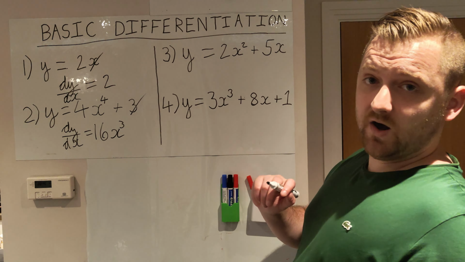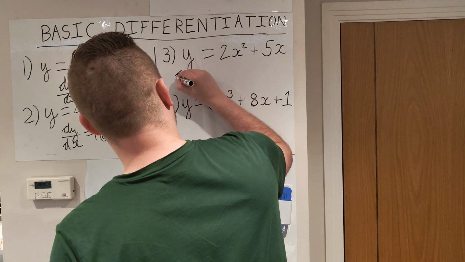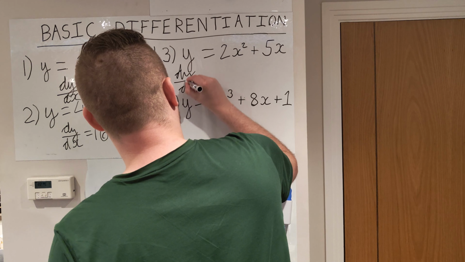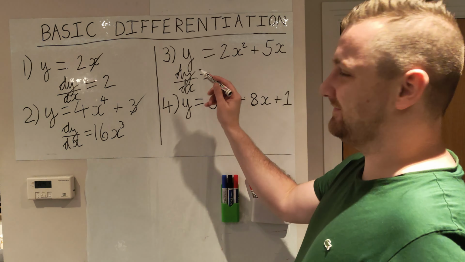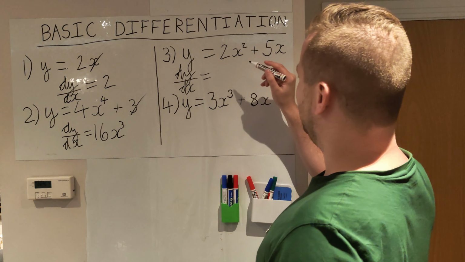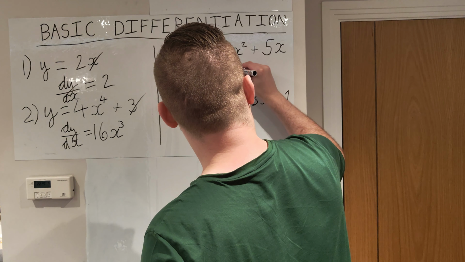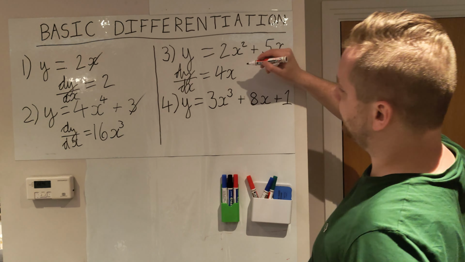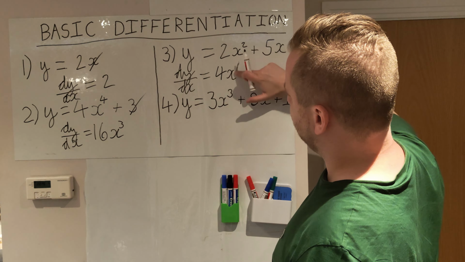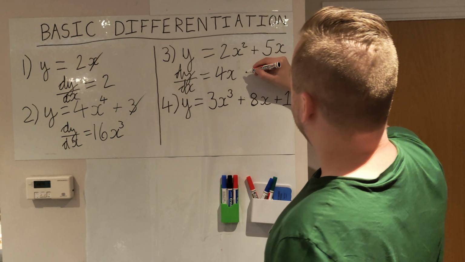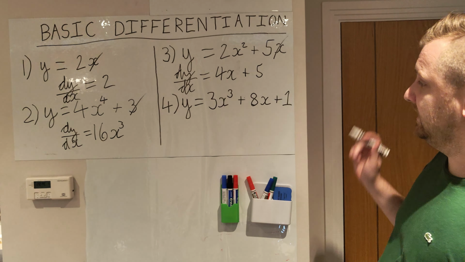Question number 3, we've got y is equal to 2x squared plus 5x. I thought I would just have some fun with that, but that is dy over dx, I promise. Same technique again. So 4x, and we take 1 off the power, so it's to the power of 1, but you can just write it as that. Plus 5, because when it's just the x, you get rid of it.